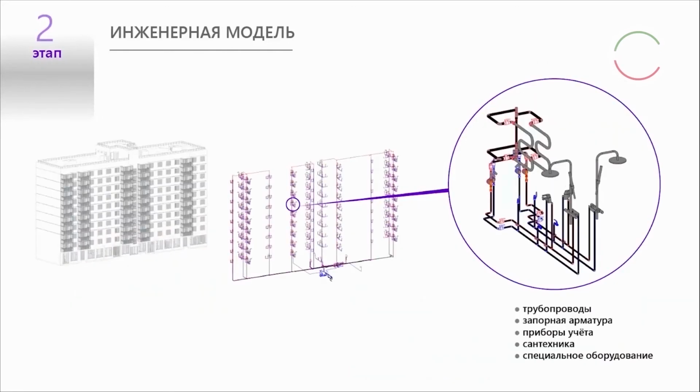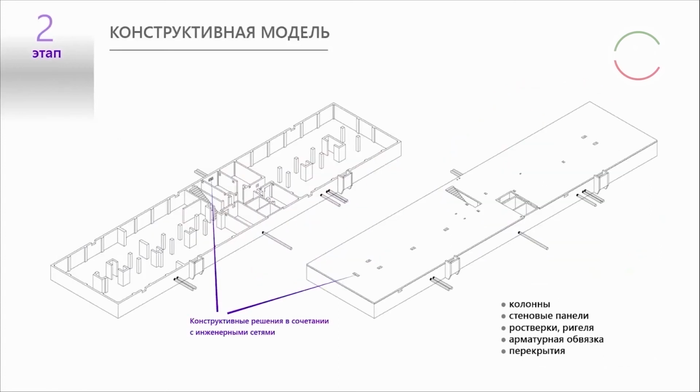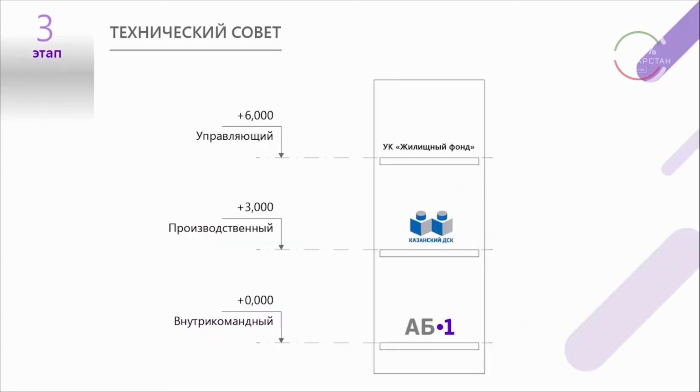Based on the architectural model, they developed the engineering model with the indication of all the routings of the engineering systems and the placing of this engineering equipment. Also, at the first stage, they developed the construction model and defined the major parameters of the project solutions applied here: the ground floor columns placement, the wall and intersection facilities.